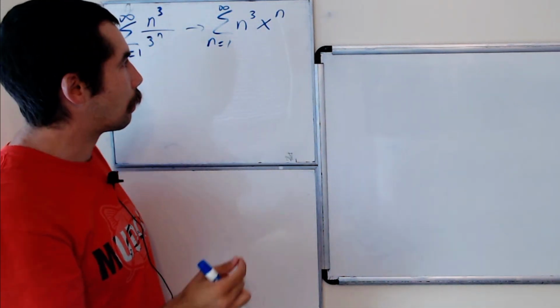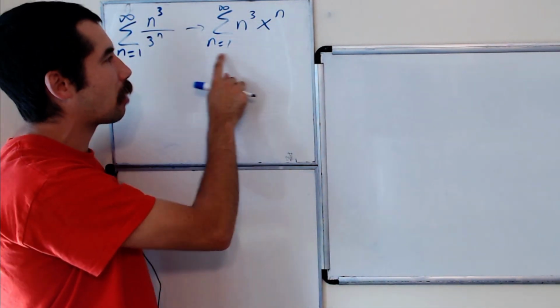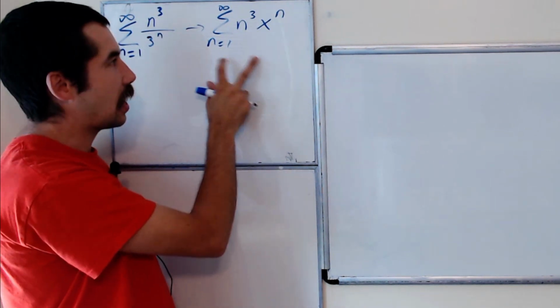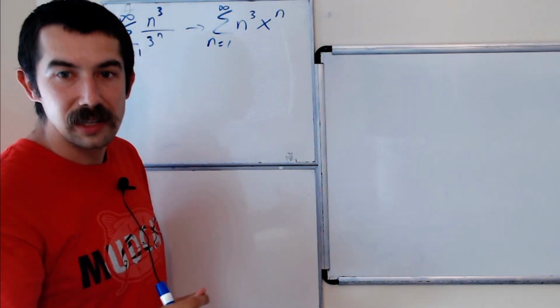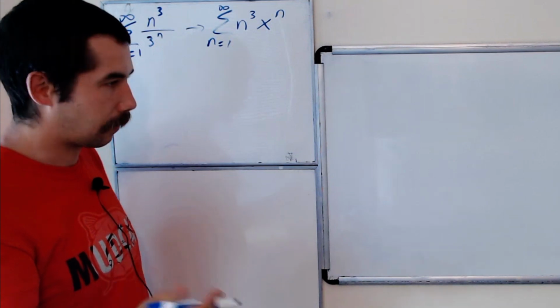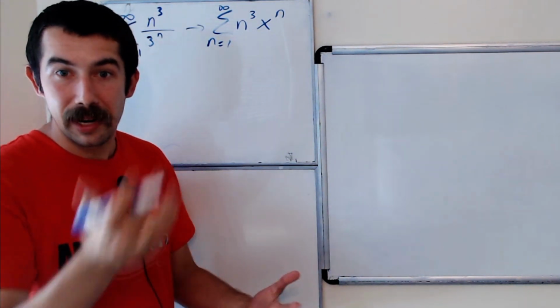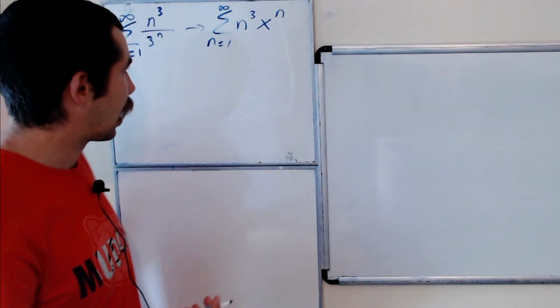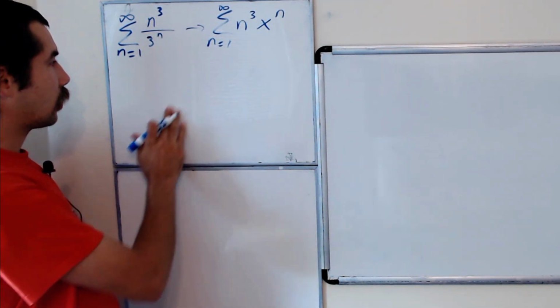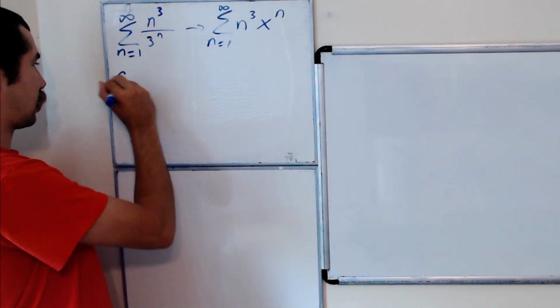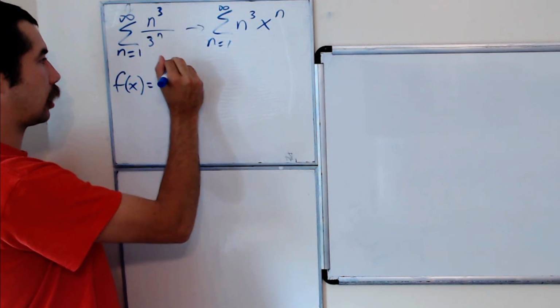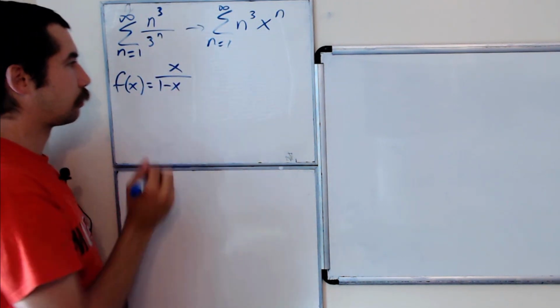to get back our original sum. Okay, and so what we want to do is find what function has this series as a power series. Once we figure that out, then we can evaluate at x equals 1/3, and we're done. So let's consider the function f of x, which is equal to x over 1 minus x.